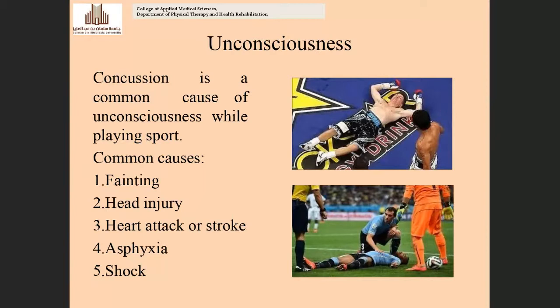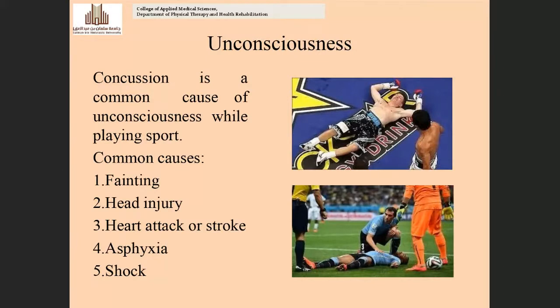So sometimes in the crucial stages, I told you, right, in cases of catastrophic injuries, that is in the cases of dangerous injuries, that is if the involvement is at the level of the brain or the spinal cord, the very important feature is unconsciousness. Sometimes the patient may lose consciousness, right? So this is known as unconsciousness.